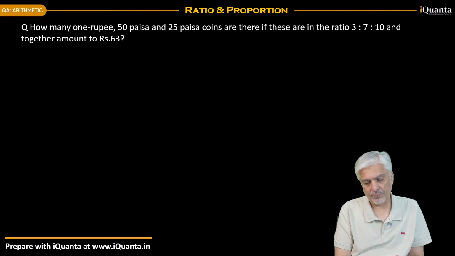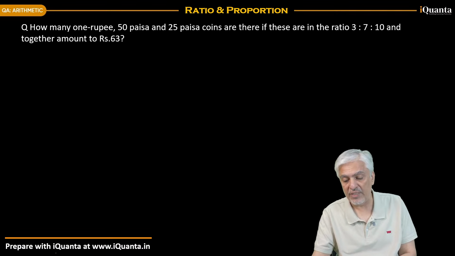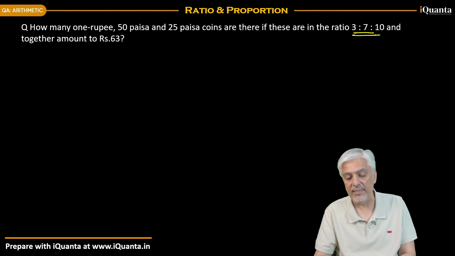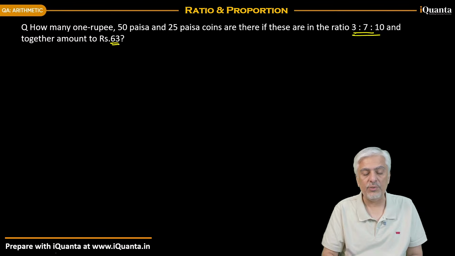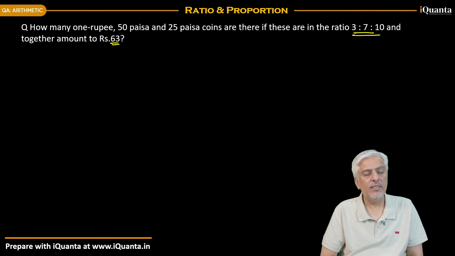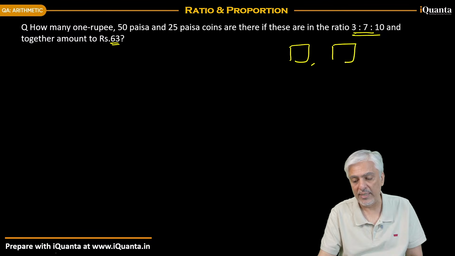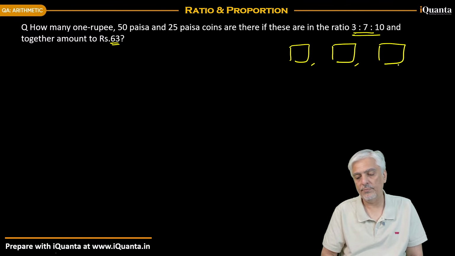Next one. How many 1 rupee coins, 50 paisa coins and 25 paisa coins are there? If they are in the ratio 3:7:10 and together amount to 63 rupees. Come on, I'm giving you all some time to try it. I want coins of each type. In the answer, I want to know how many 1 rupee coins, how many 50 paise coins and how many 25 paise coins.